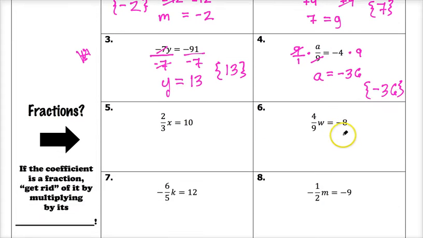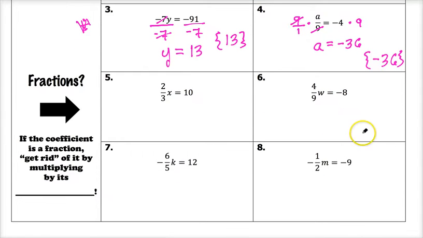Okay, moving on to equations with fractions. So if the coefficient, and remember the coefficient is the number in front of the variable, the number being multiplied by the variable. So if you have an equation like that where the coefficient is a fraction, we get rid of it by multiplying by the reciprocal of the fraction.